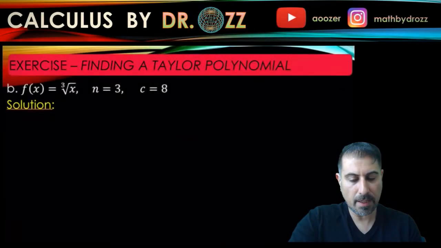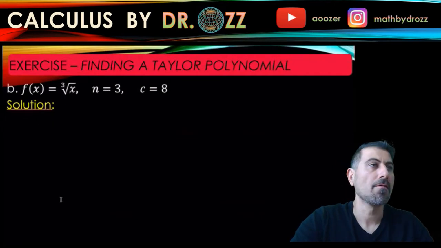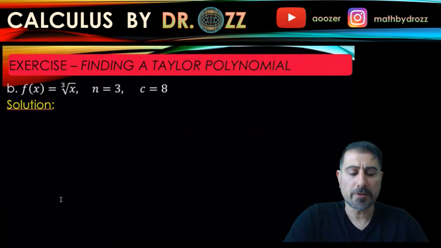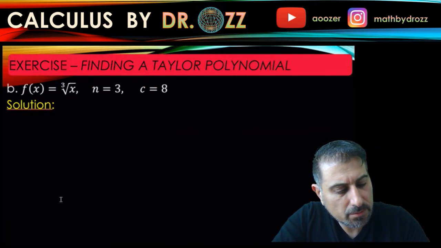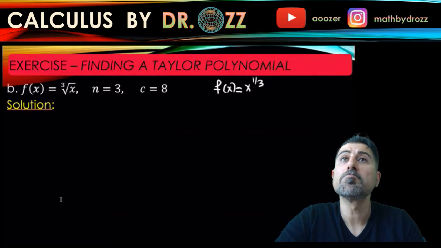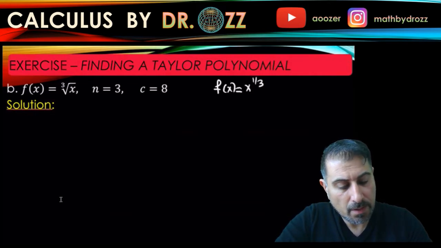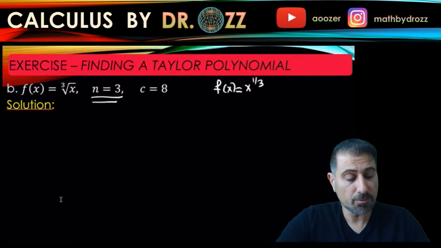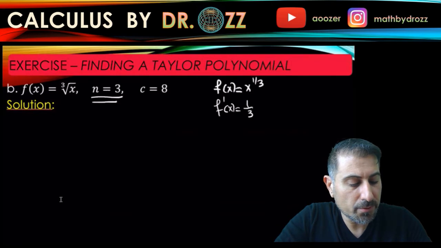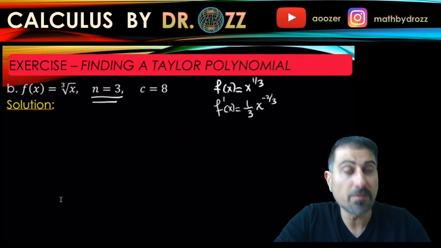Let's go through the second example. All right, I'll apply the same trick here. I'm going to write f of x in the exponent form, x to the power of 1/3. And I need up to the order 3, so I'm going to go up to the third derivative. So 1/3 x to the -2/3.